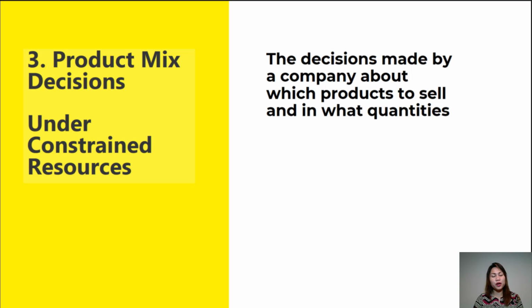Now, the third type of decision making that we're going to look at is product mix decision under constrained resources. If a firm has unlimited resources and the demand for each product being considered is unlimited, then the product mix decision is simple. The firm can produce as many products as they want. Unfortunately, every firm faces limited resources and limited demand for each product. These limitations are called constraints.